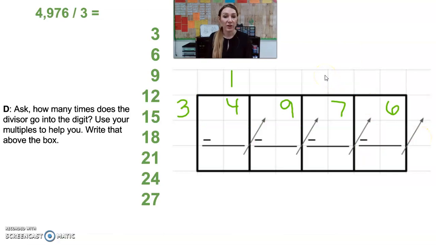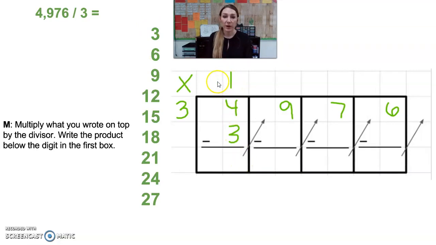All right, let's go ahead and look at our last example. So we're now dividing into a 4-digit number. We're dividing by a 1-digit number. So I'm going to start by dividing. How many times can this 3 divide into 4? Looking at my list of multiples, 3 is as close as I can get to 4 without going over, so it can go in 1 time. I'm going to put that 1 above the box I'm dividing into.